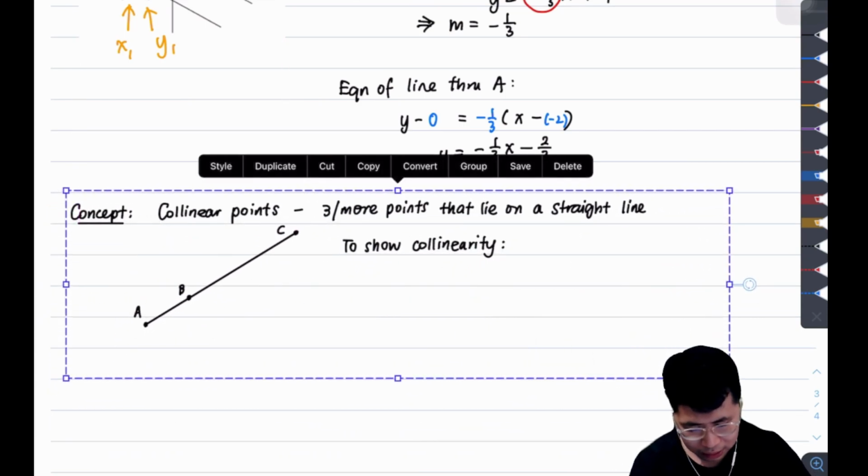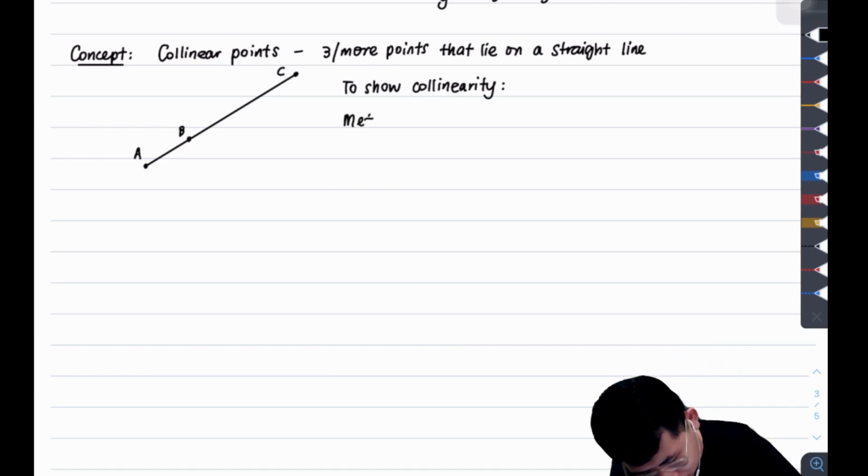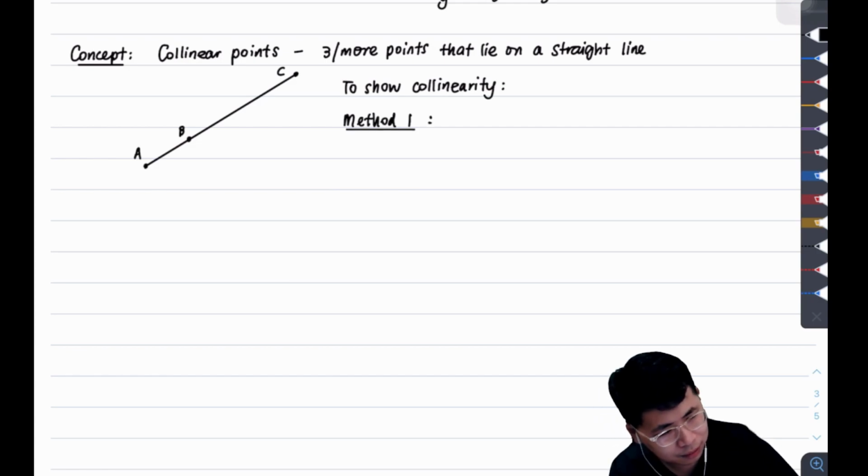Alright, so for collinear points, we are looking at 3 or more points that lie on the straight line. For example, A, B, and C all lie on the straight line. To show that it is really collinear, we have two methods in general. Method 1: because they lie on the straight line, they are parallel, so you can show that they have the same gradient.